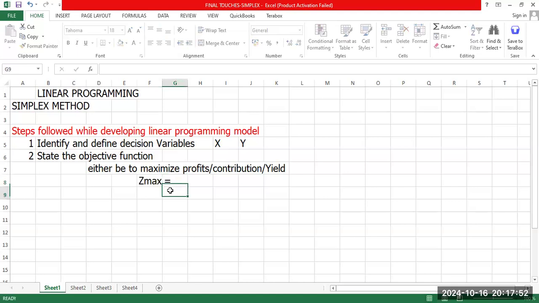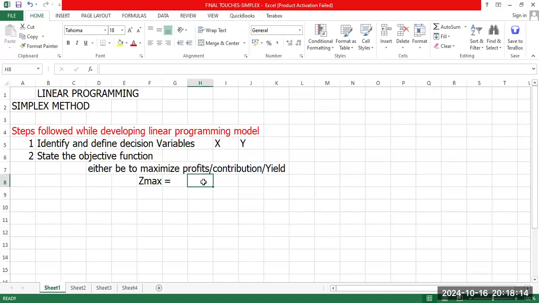It is not a must that you use Z, but what is key is that as long as you confirm that you want to maximize profit, then this keyword is very key. If you use K, then you put here max. Tell the examiner that indeed the objective function is to maximize.